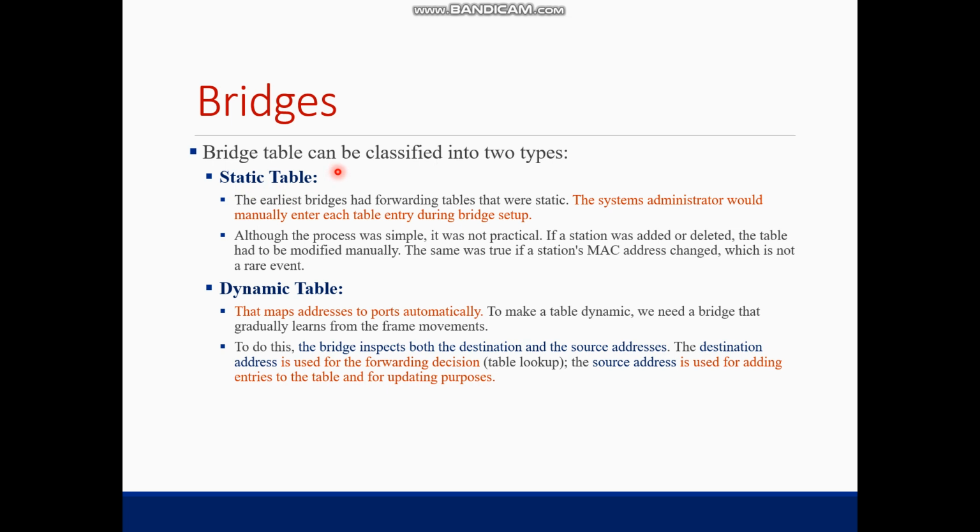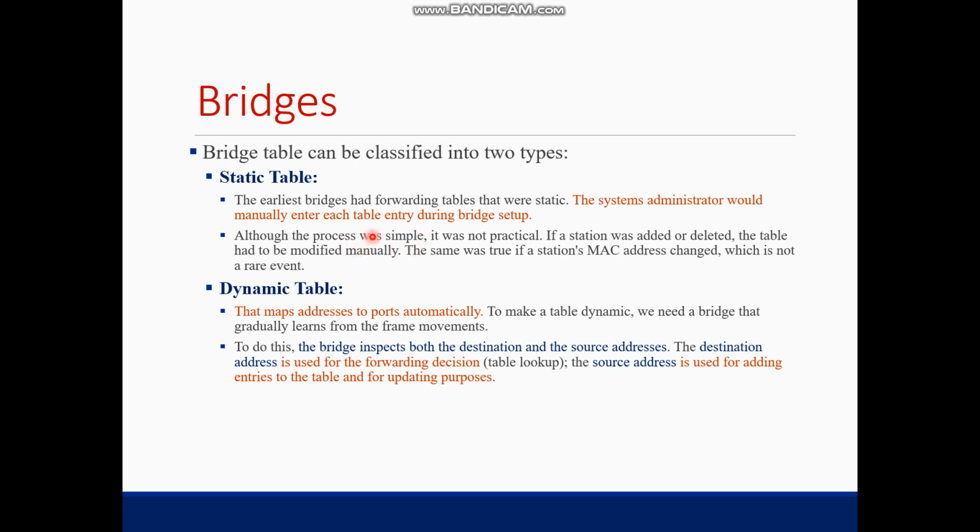The table is going to be written or configured statically. That means the system administrator would manually enter each table entry during the bridge setup. That MAC address to that port, that one to that port, that one to that port. The process was simple, as it's written here, but it was not practical.